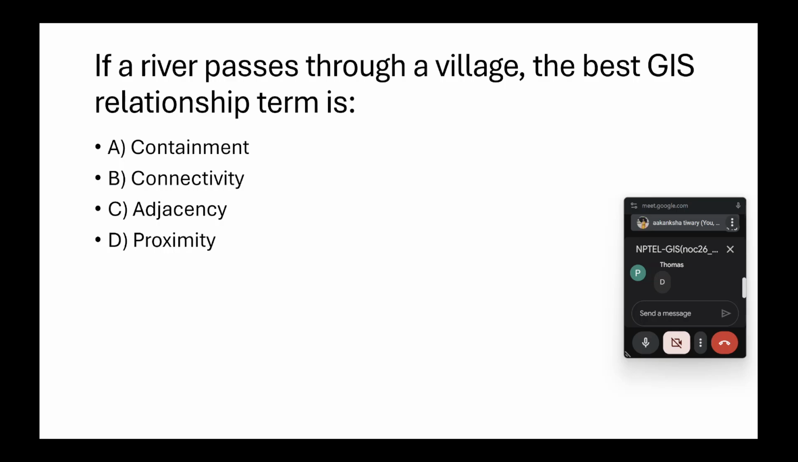Now the next question is, if a river passes through a village, the best GIS relationship term is containment, connectivity, adjacency, and then proximity. So which is like kind of telling you the relationship term. If a river passes through a village, what is that?